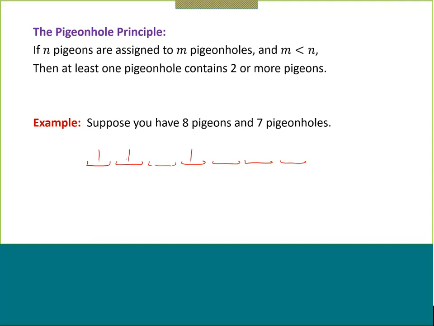So maybe they're flying in from this direction. Maybe a fourth pigeon comes in and he gets into the very last pigeonhole. Maybe the next pigeon flies in and gets into the next to last pigeonhole. Maybe the, what is this, we're at 5, 6 pigeon comes in and gets the first pigeonhole that's left, and the 7th pigeon flies in and gets into the remaining pigeonhole. Okay? What happens to pigeon number 8?